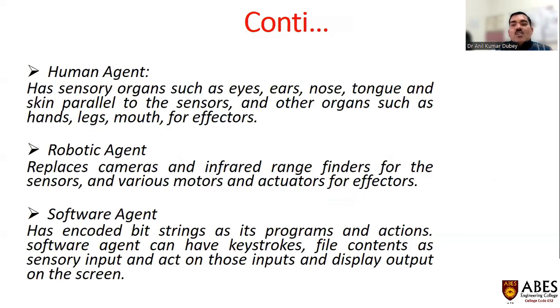The first part is the human agent. They have sensory organs such as the eyes, ears, nose, tongue, and skin, parallel to sensors, because every organ senses data from the surroundings. Other organs such as the hands, legs, and mouth act as effectors. Whatever activities the human body does are effectively visible through these effectors. If you are speaking some words, you are using your mouth, so that is an effector.